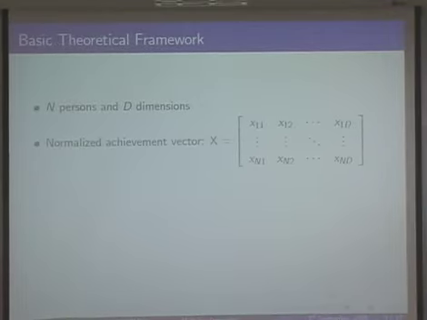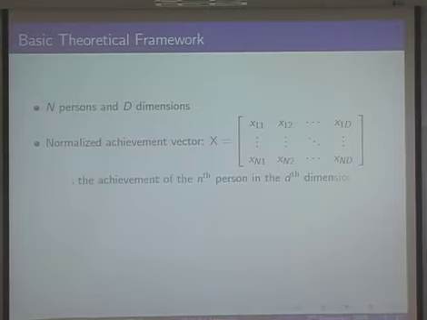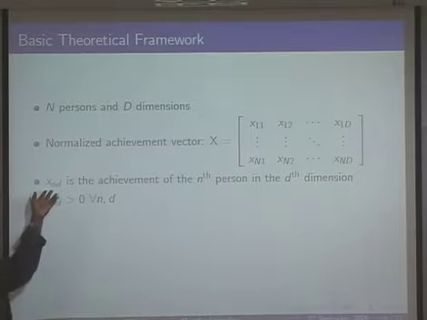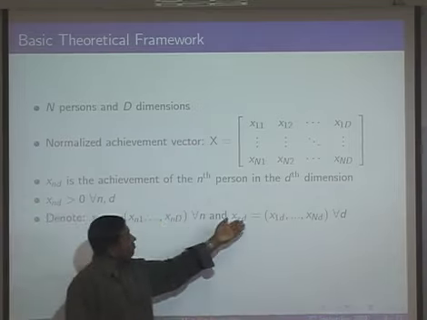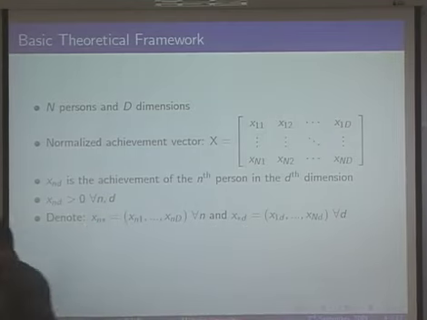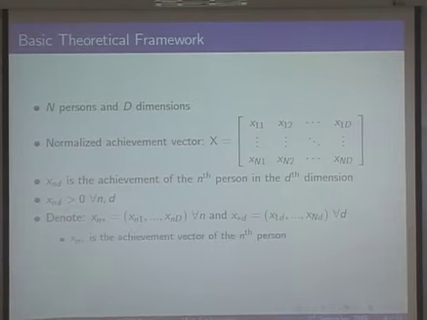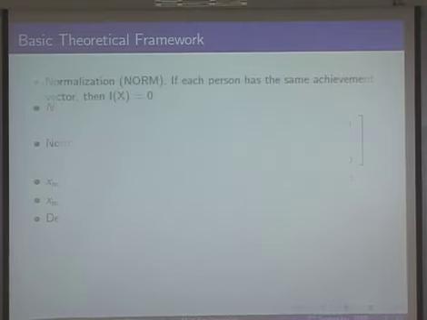So again, n persons and d dimensions as we had earlier. x_nd is the achievement of the nth person in the dth dimension. x_nd is greater than 0 because most of the inequality measures are based on the generalized mean. However, x_nd could be negative if you are talking about absolute inequality indices. So for relative inequality indices, generally it is better to assume x_nd greater than 0, but when we are talking about absolute inequality indices, it could be negative. Similarly, the vector for the nth person is denoted by x_n, and the overall vector in the dth dimension is x_d. It's the same framework. I tried to keep it the same so that it's easier to understand.